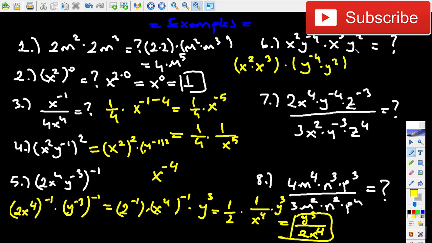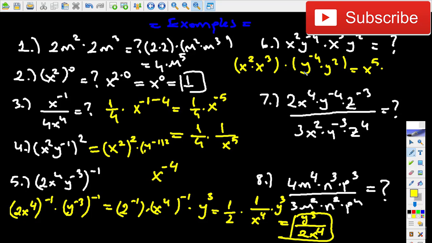Okay. So in this case, x squared is being multiplied with x cubed with the same base. So what do we do? Remember that we add these tiny exponents. So we get x to the power of 5 because 2 plus 3 is 5, times y to the power of negative 4 times y squared.